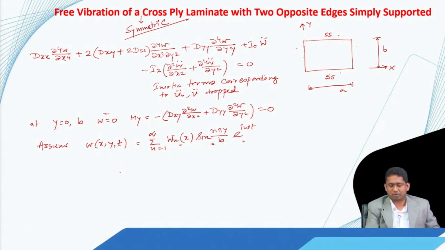Now here we can see that this satisfies this boundary condition. If I put the value y equal to 0 and y equal to b, the entire term becomes 0, and then if I put y equal to 0 and y equal to b here, again it becomes 0.